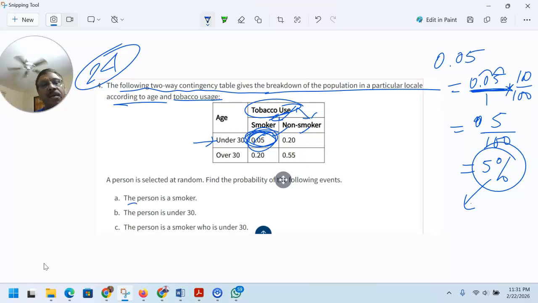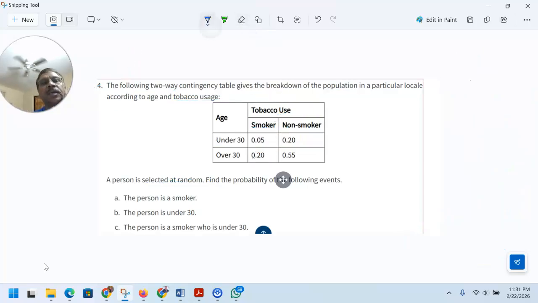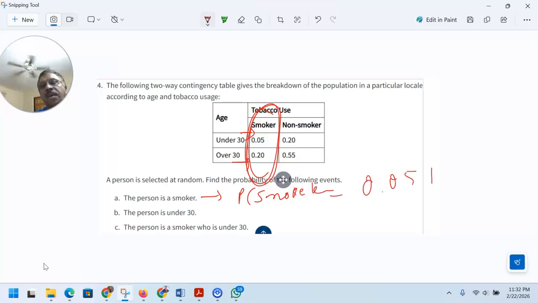And the question asks, if you select a person, out of 100, the person is a smoker. So we have to see all the smokers, under 30 and also over 30. So all smokers are this way, under 30 and over 30. So all you do here is the probability of smoker is 0.05 plus 0.20, you get 0.25. That's it.